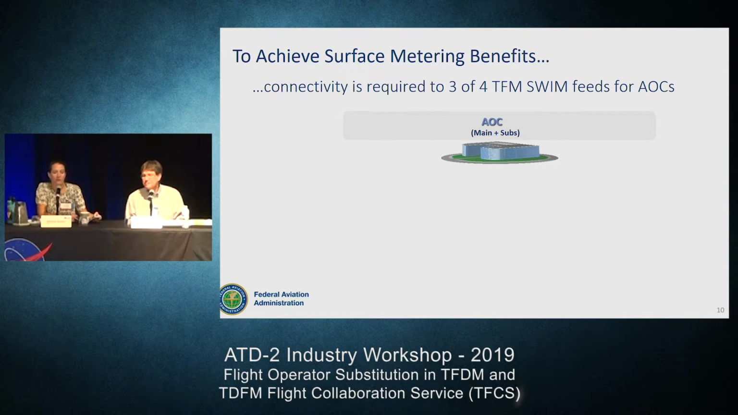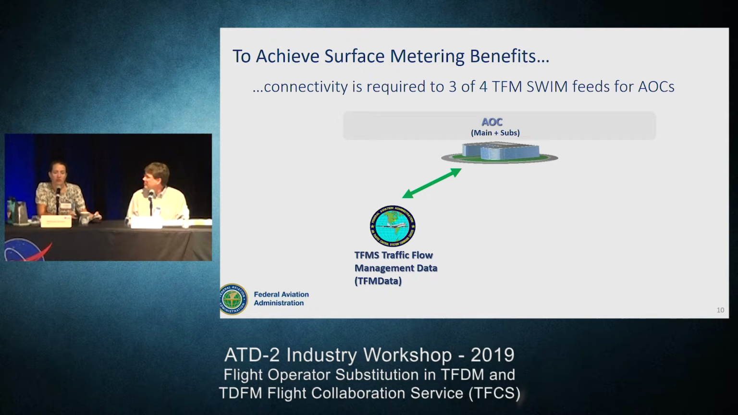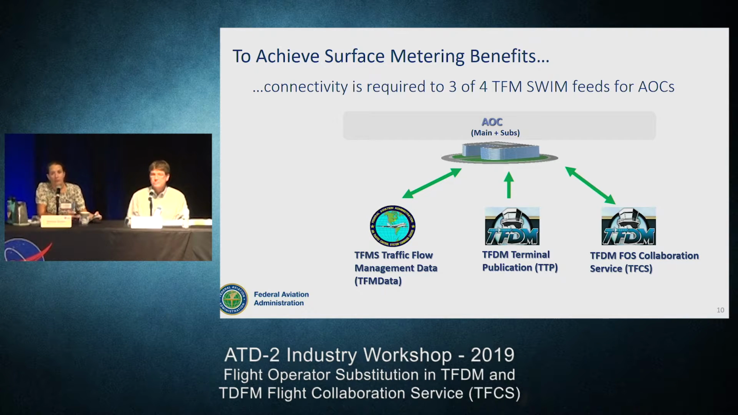So just a high-level overview of the different interfaces and how they all align. So we just talked about TFCS. So the other feeds that are required for surface metering, achieving the benefits from the user side, of course, TFM data, submitting things like EOBTs. The TTPs, that's where you're going to be able to see your surface metering times, so things like ETOTs changing, confirmation that TMATs and TOBTs have been updated. And then also, of course, the TFCS, and that's the request reply for substitution messages.